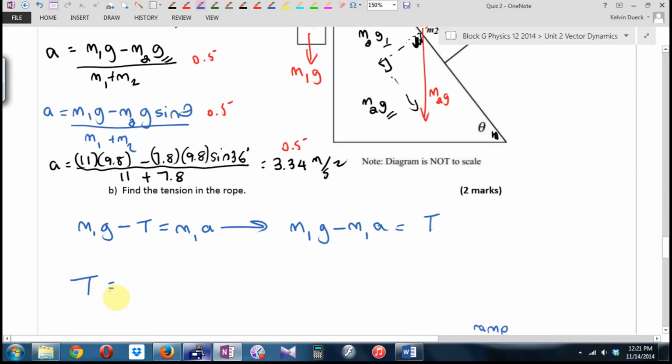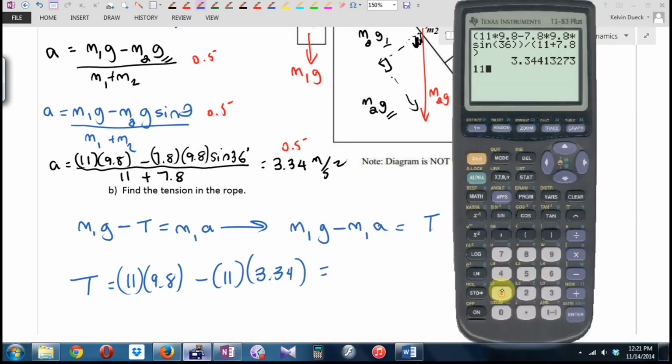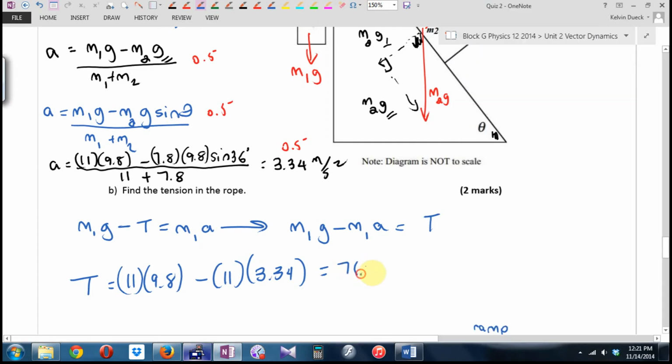Tension is going to be M1, 11, times 9.8, minus 11 times 3.34. That's 11 times 9.8 minus 11 times the answer button. Do you get 71 even? 71.0 newtons? No? Yes? It doesn't look like a 1. It looks like a weird bracket.